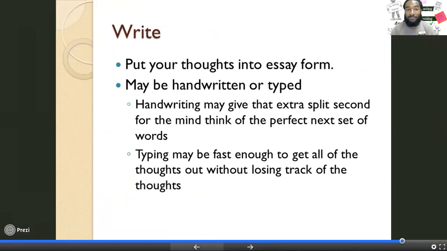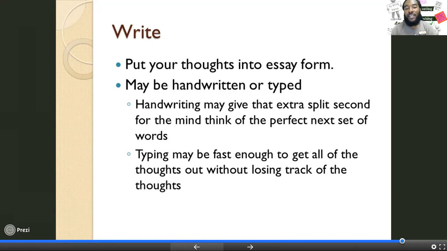After the pre-write, we just went over the whole brainstorming phase. After the pre-write comes the write. The write is the technical term for the rough draft. So all the thoughts that we got out of our brainstorming phase, we're going to put into essay form. That's really all the rough draft is. It's your thoughts in essay form.